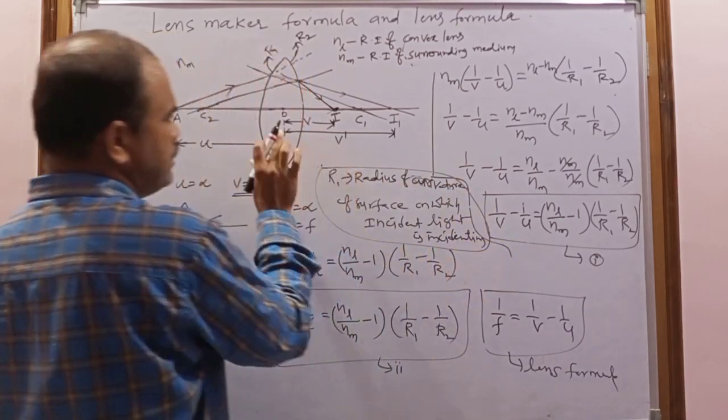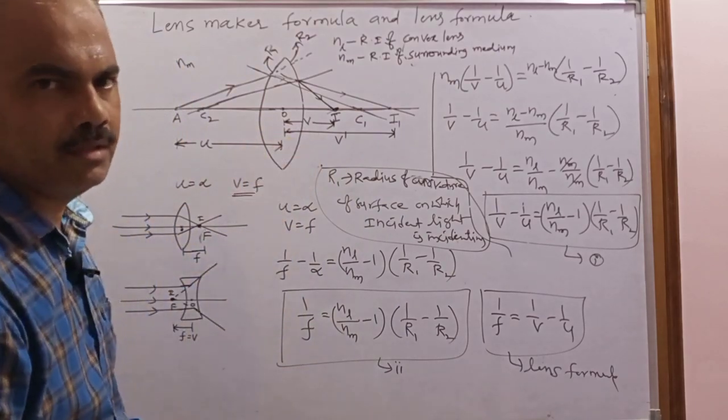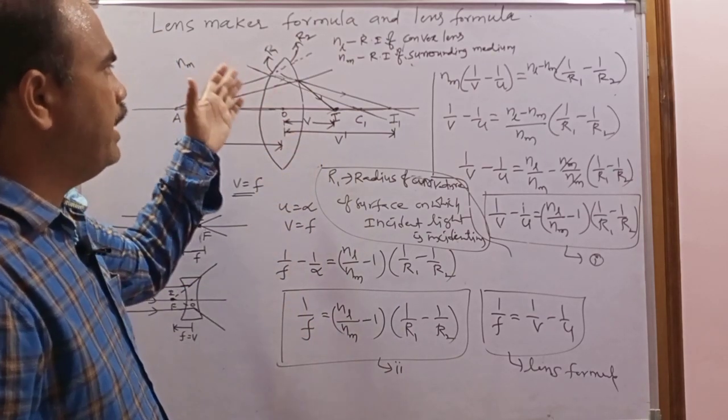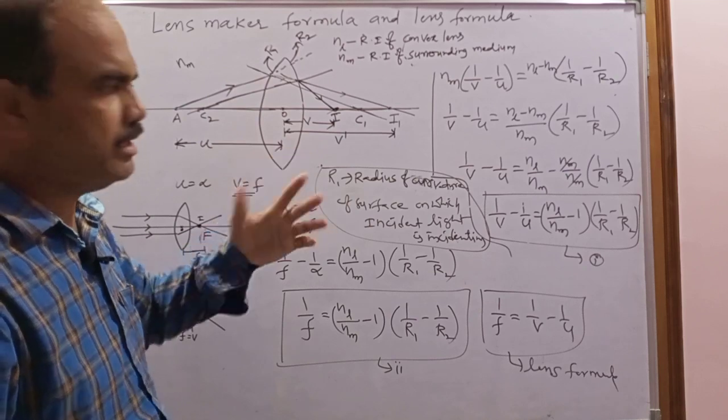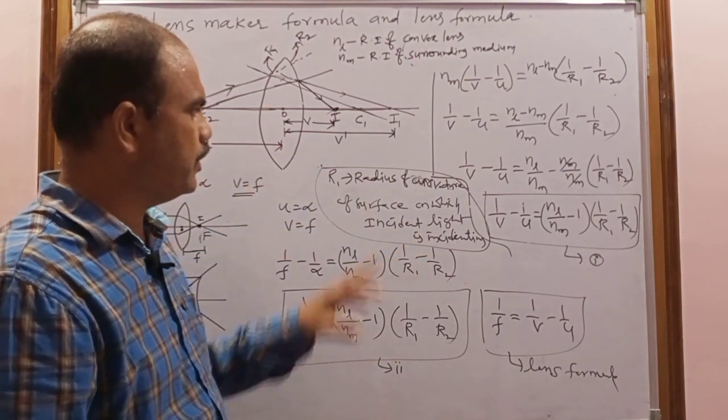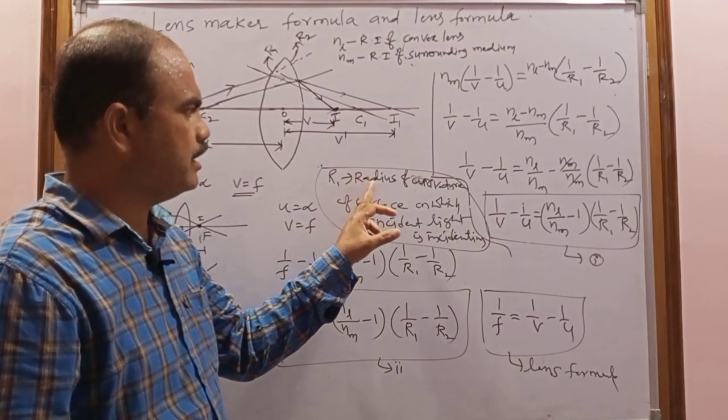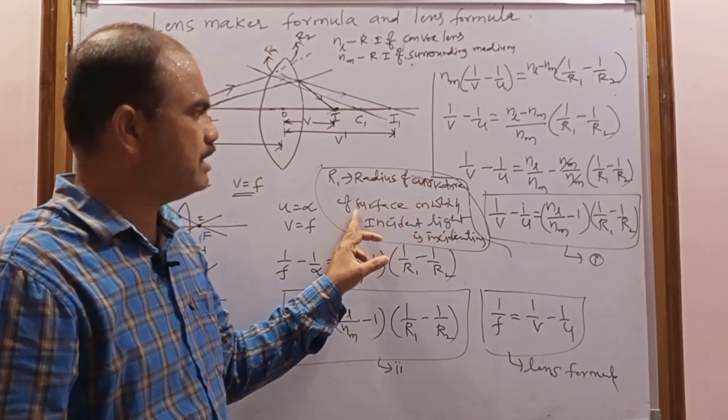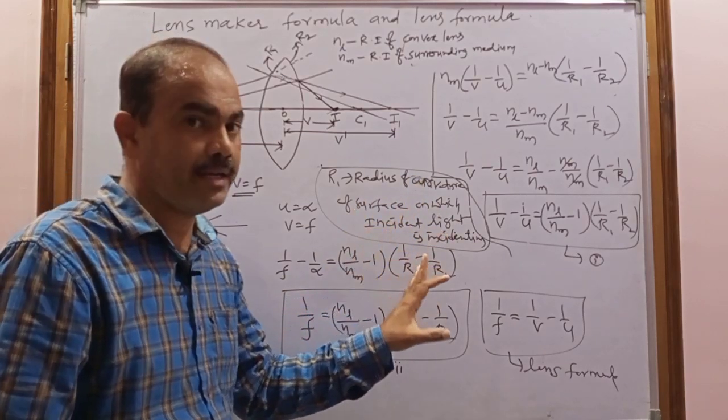Actually, lenses have two curvatures. That's why, which one is taken as R1? You get the confusion. To overcome that, remember, R1 is nothing but the radius of curvature of the surface on which the incident light is incident.